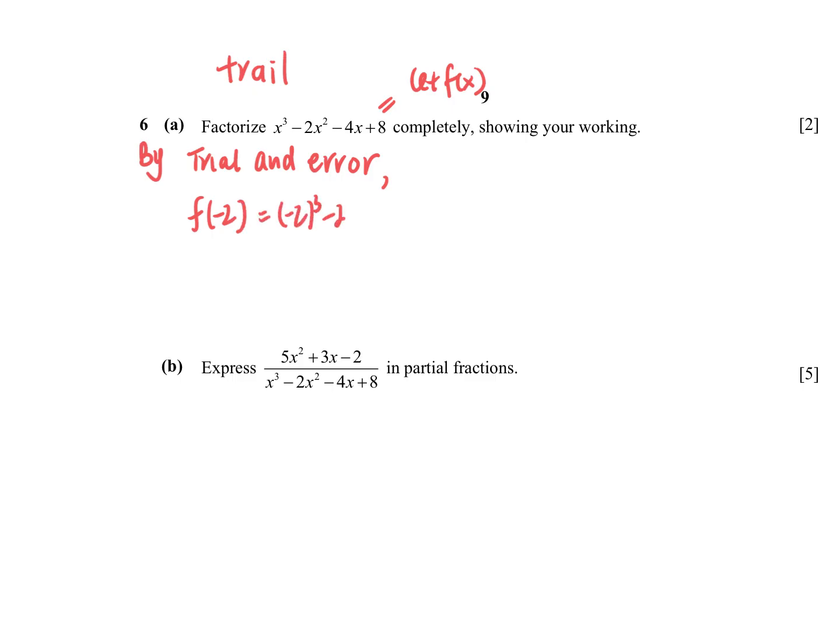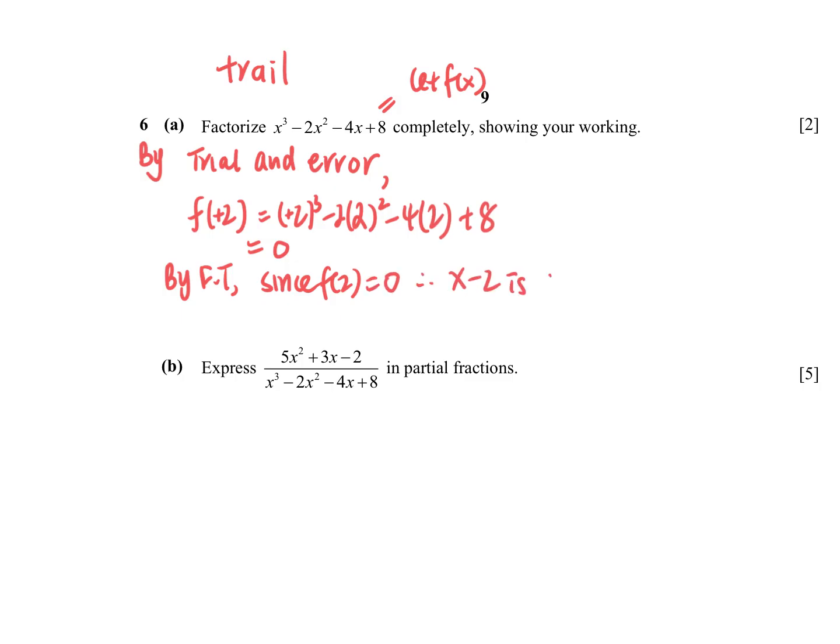Or just 2. You might be correct. Maybe the other one, minus 2, is also correct. Okay, there's a few answers, right? So put in 2, also correct. Put in minus 2, likely to be correct also. So it gives you 0. By the factor theorem, since f(2) is 0, therefore x minus 2 is a factor.